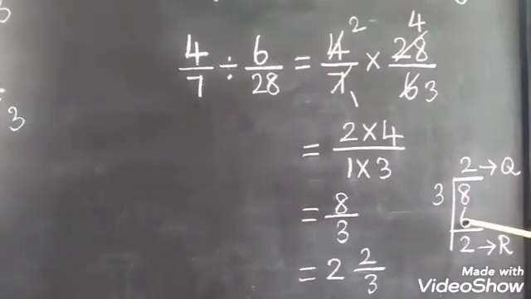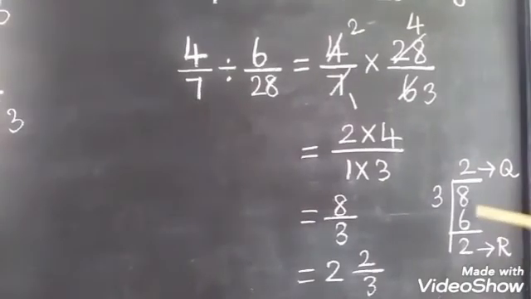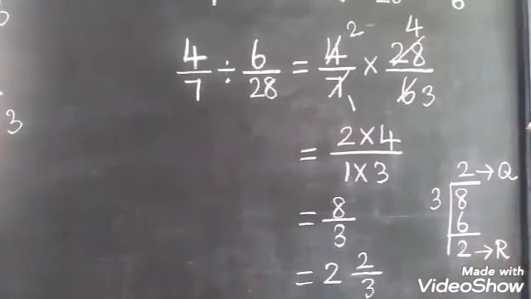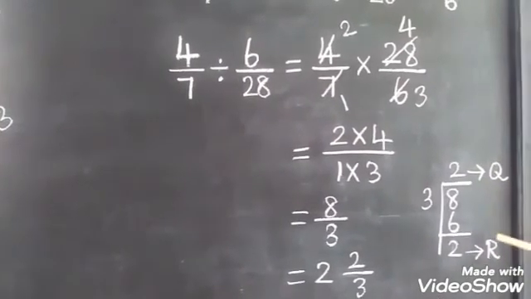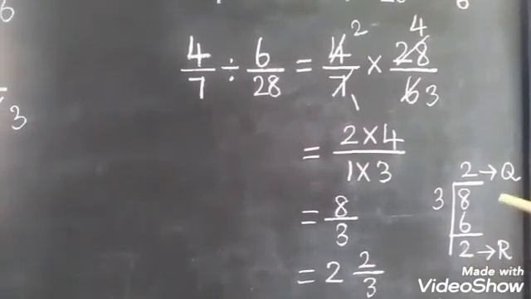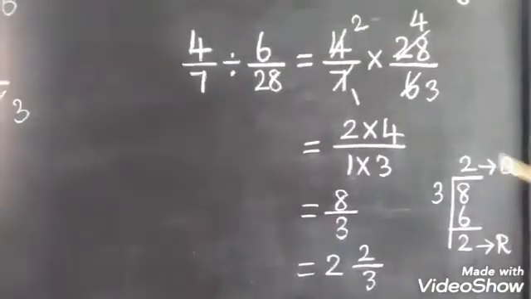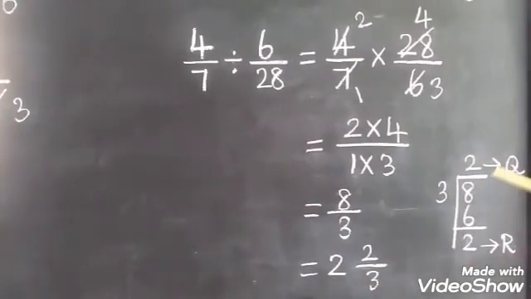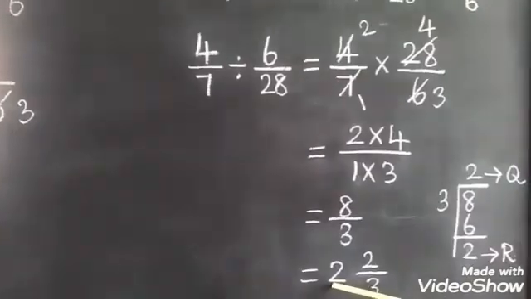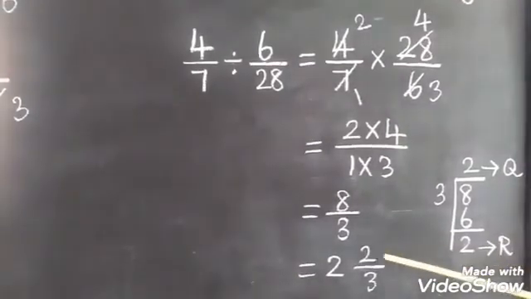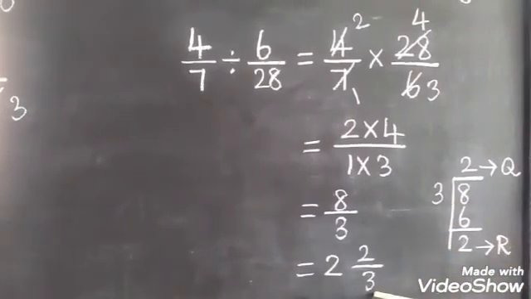The remainder is also 2. While writing a mixed fraction, first we write the quotient as the whole number. So 2 is the whole number. The remainder is the numerator, so 2 in the numerator. The divisor 3 we write as it is. So the answer is 2 and 2 by 3. So the final answer is 2 and 2 by 3. Can you understand, students? Okay.